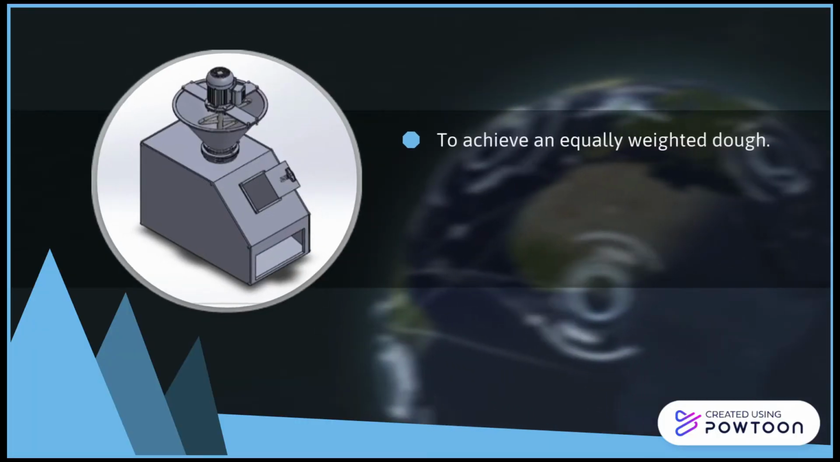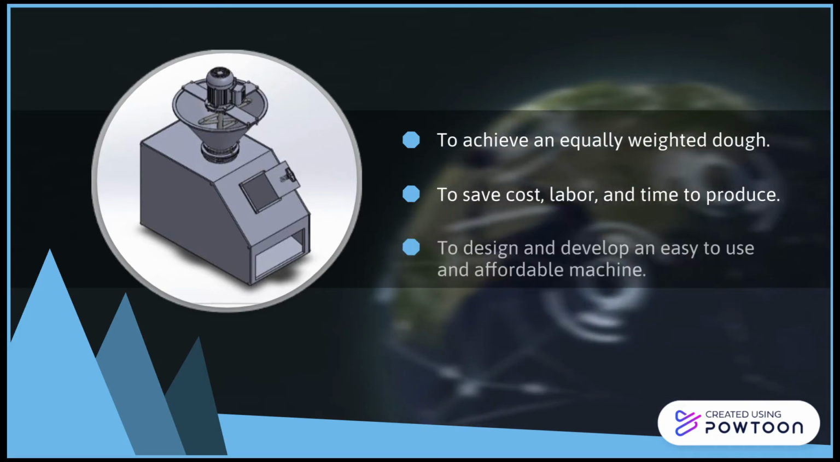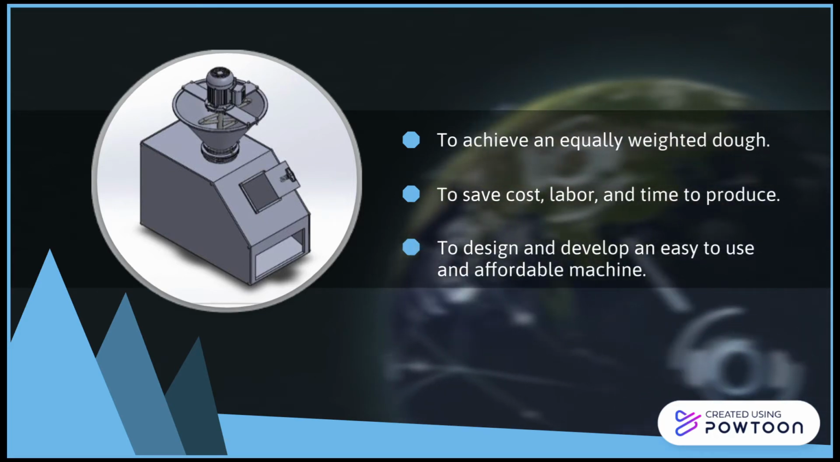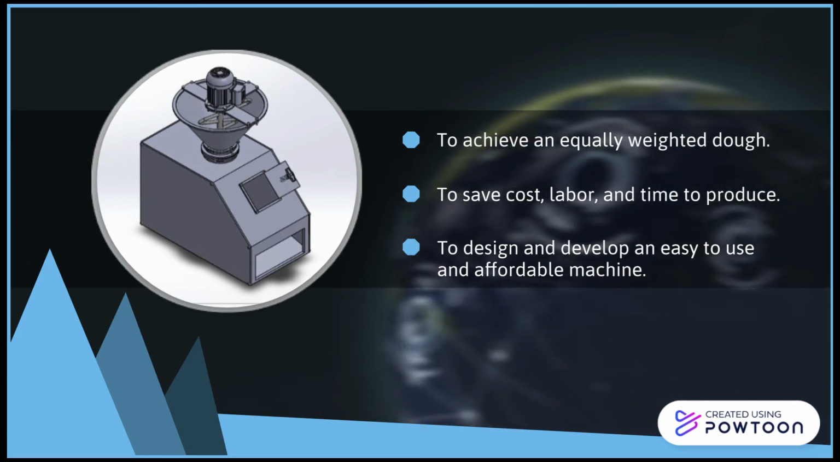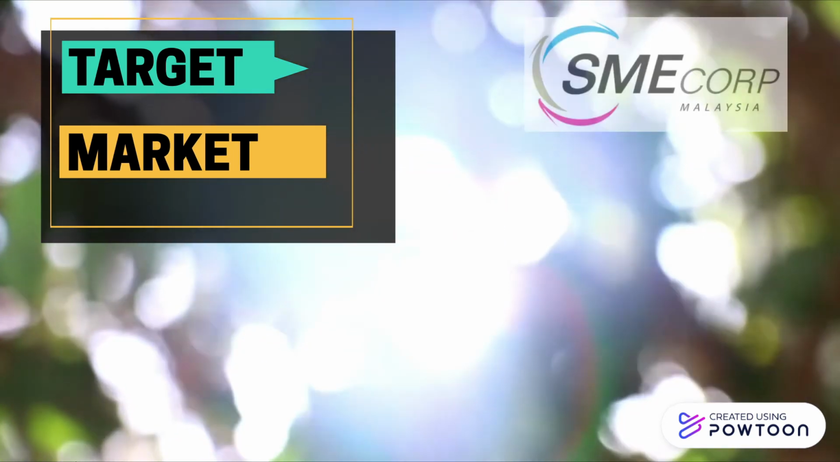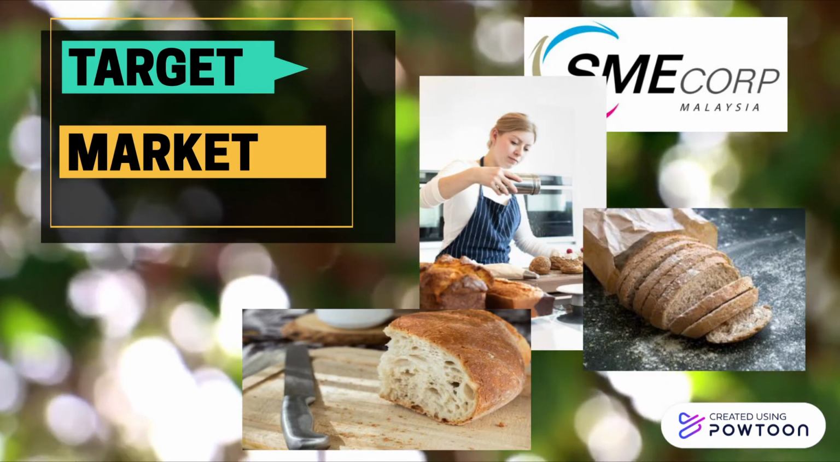For our objective, first is to achieve an equally weighted dough. Second, to save cost, labor and time to produce. Third, to design and develop an easy-to-use and affordable machine. Our target market is small and medium enterprise, which is in the food industry.